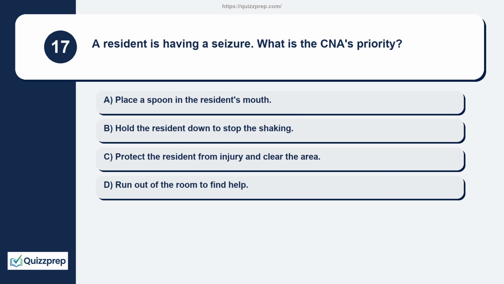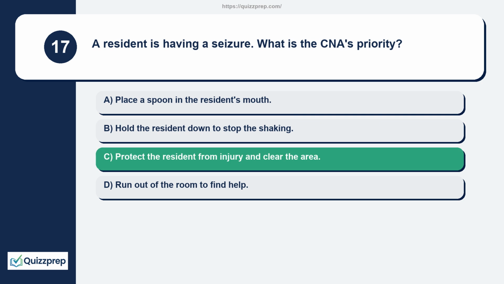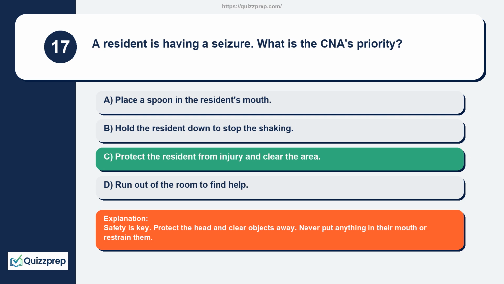Question 17. A resident is having a seizure. What is the CNA's priority? Place a spoon in the resident's mouth, hold the resident down to stop the shaking, protect the resident from injury and clear the area, run out of the room to find help. Safety is key. Protect the head and clear objects away. Never put anything in their mouth or restrain them.